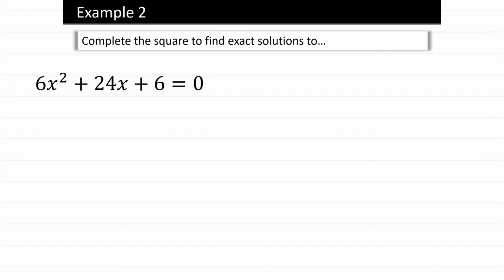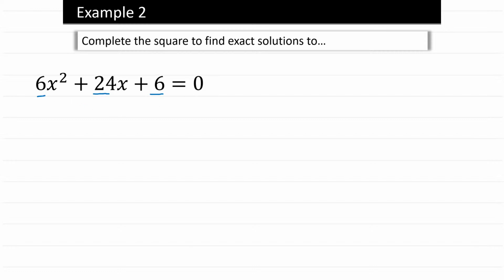Right, so we have here 6x squared plus 24x plus 6 equal to 0. Now, before you start using the method I used earlier on, when I say the coefficient of x squared is not 1, you need to look at all the numbers. I'm going to look at 6, 24, and 6 here. On this side, I have a 0 anyway.